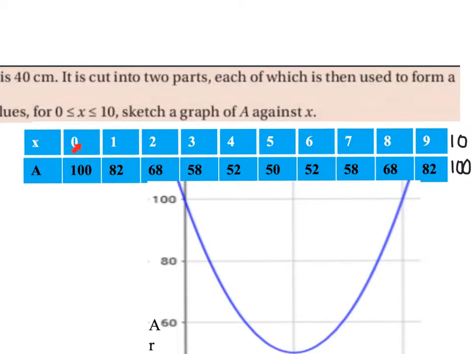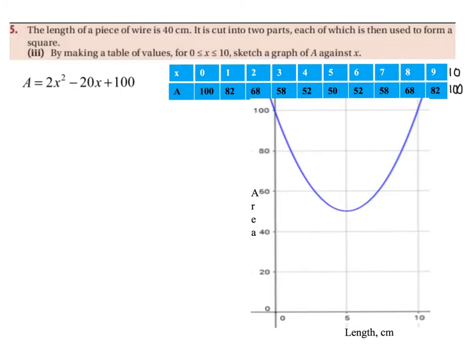So we get 0, 100. So subbing in x into our formula, we'll get 100 as our y value. 182, 268, 358, 452, 550, 652, 758, 868, 982, and 10, 100. Now the quick way to do this is to use the f of x function on our calculator, so the table function.